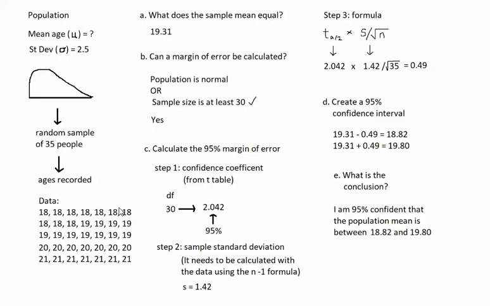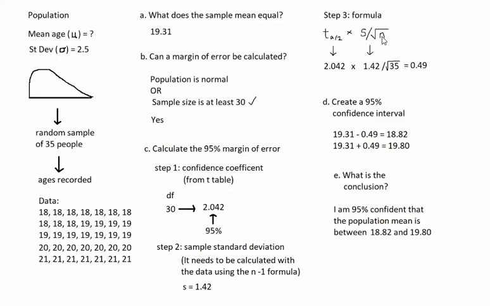But since this data set is pretty long, it makes more sense to just go to a calculator to get the standard deviation, and it's 1.42. S stands for sample standard deviation. That's why it says S. Sigma is population standard deviation, which is actually unknown. Pretend it's not here. Next, we go to the formula, which is t times the sample standard deviation over the square root of n.